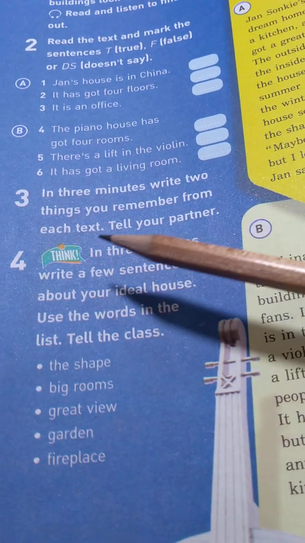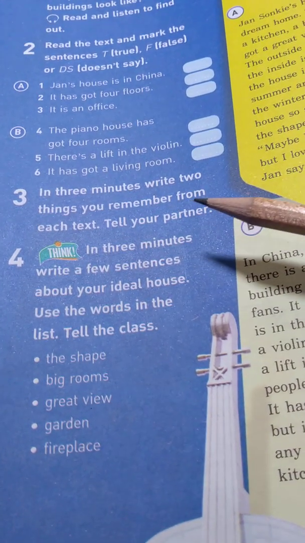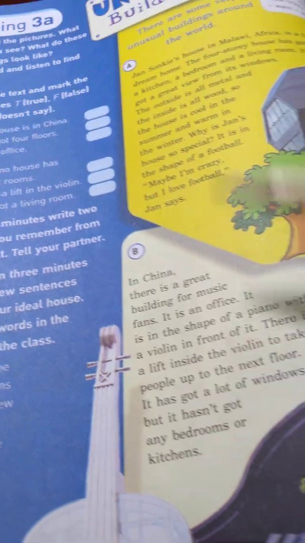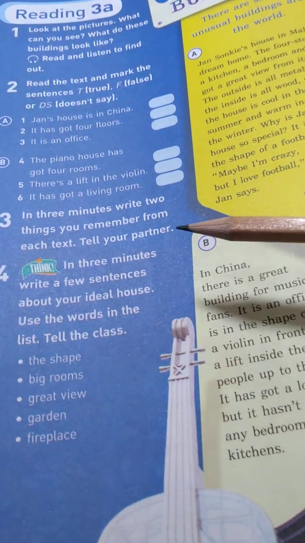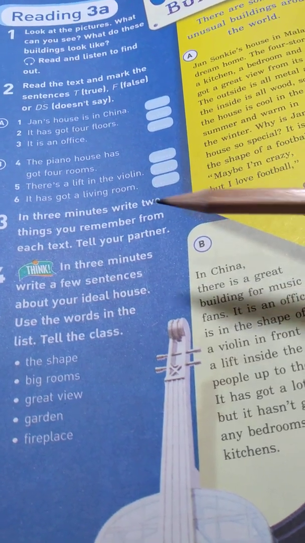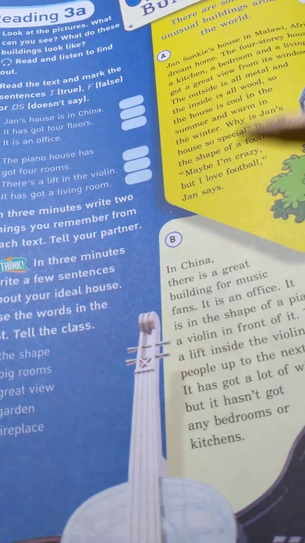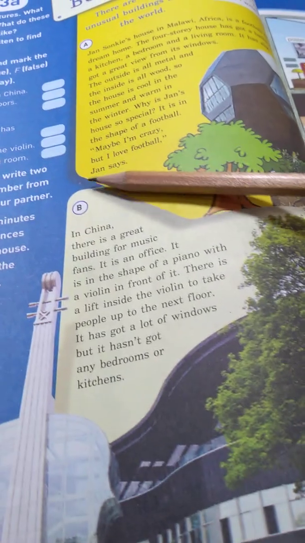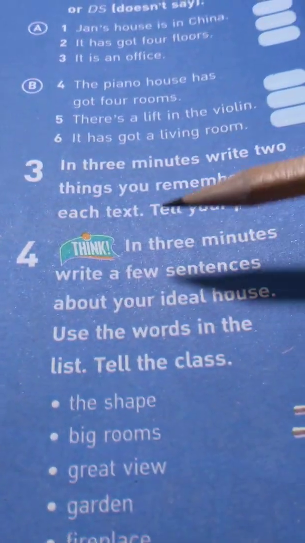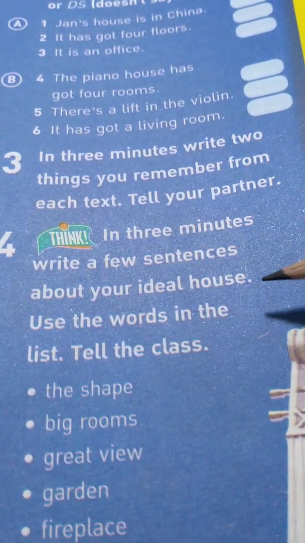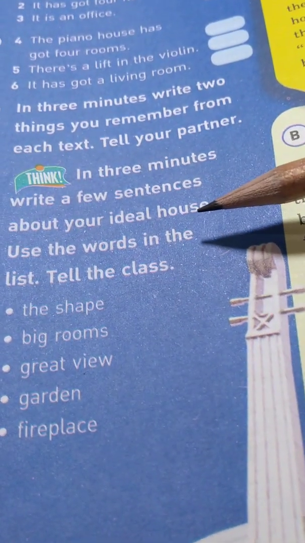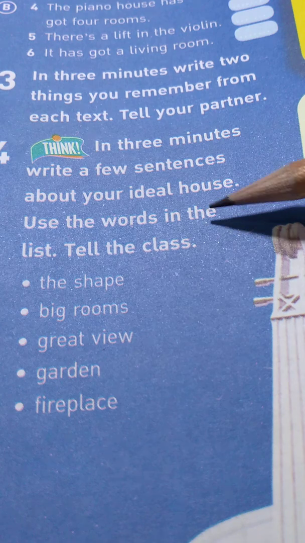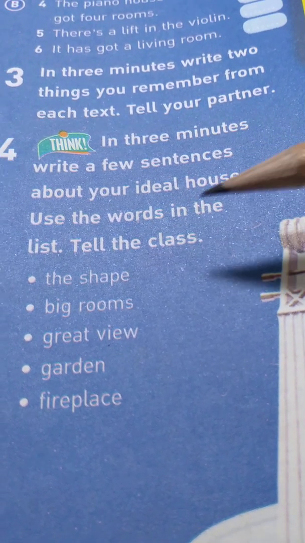In 3 minutes, write 2 things you remember from each text. All right. So write just in 2 minutes. You're going to write 2 things, 3 minutes, 2 things that you remember from both story A and story B. All right. In 3 minutes, write a few sentences about your ideal house or your dream house, and use the words in the list, and then tell the class.